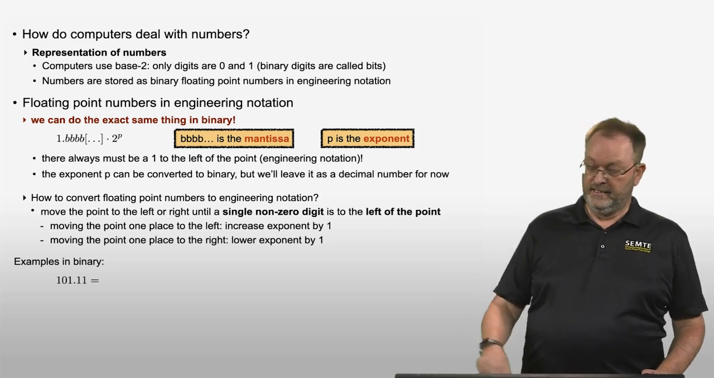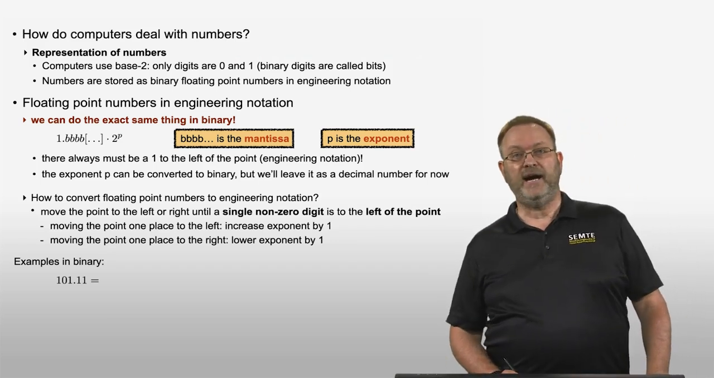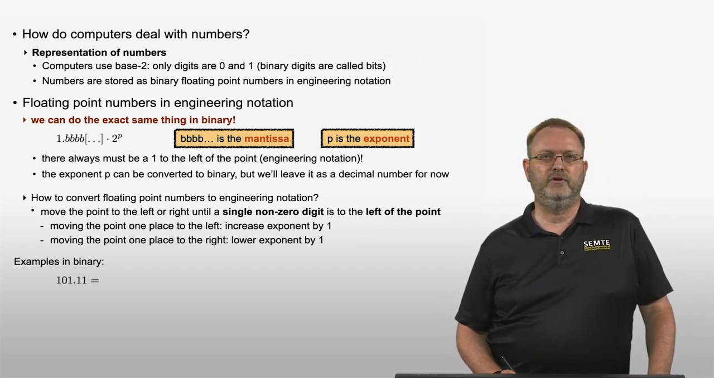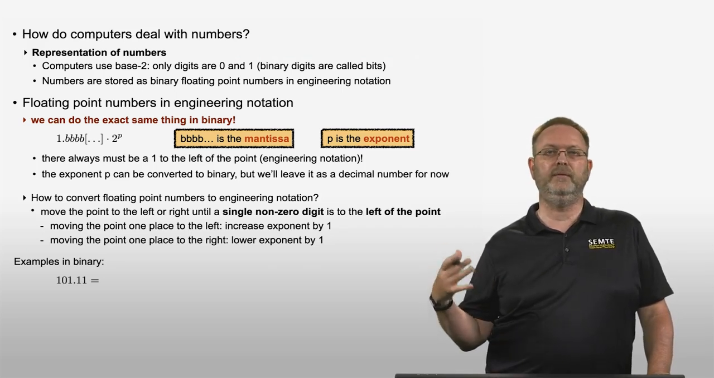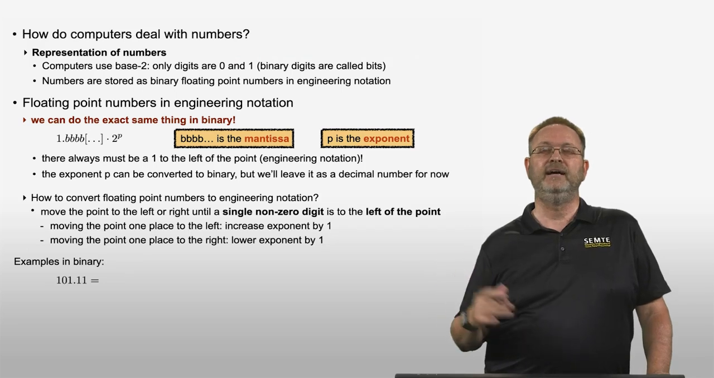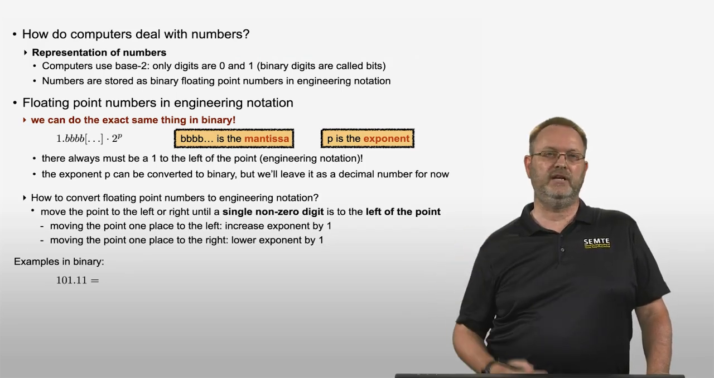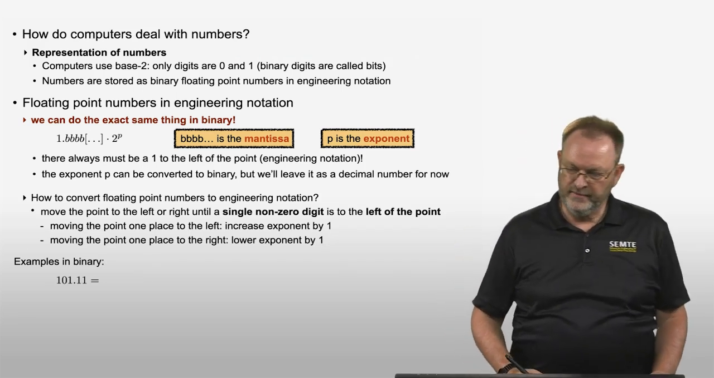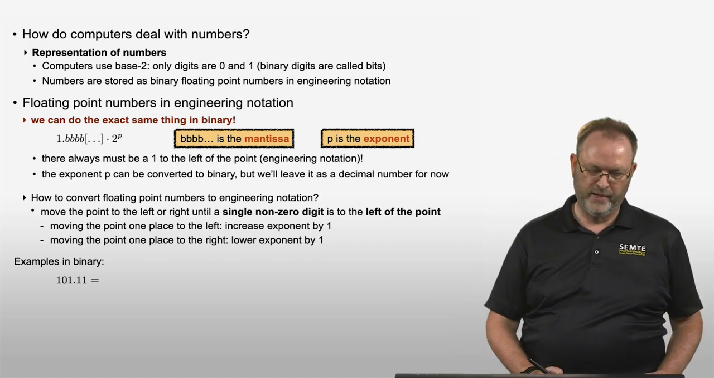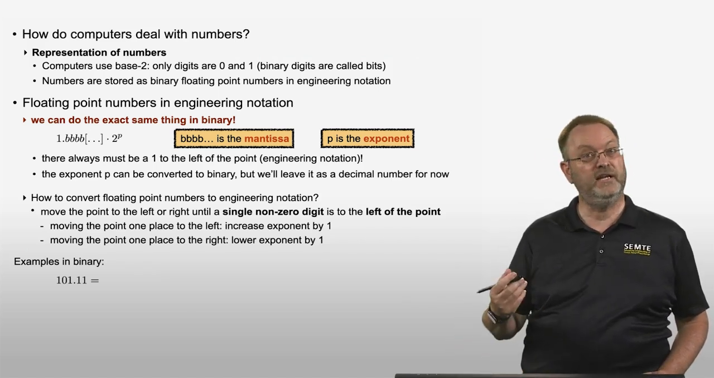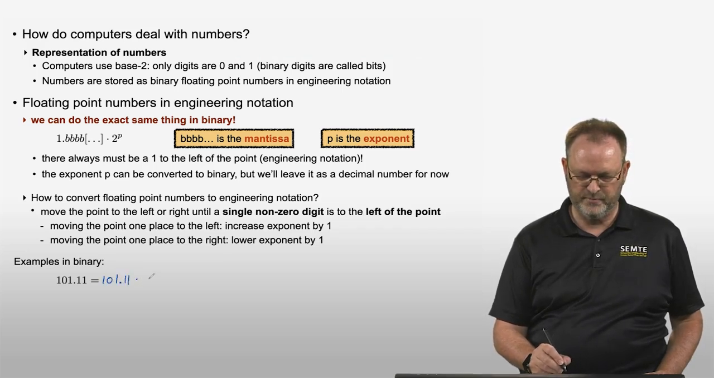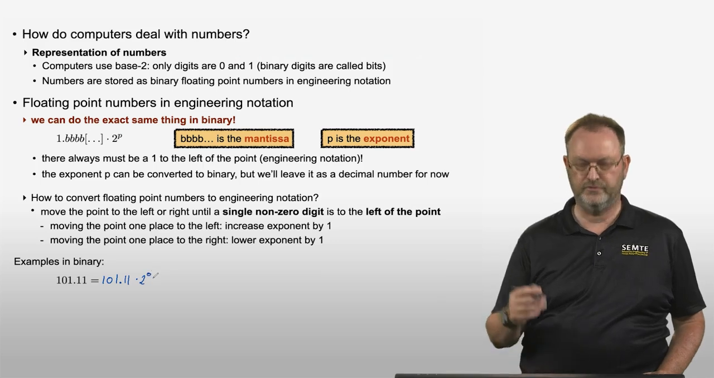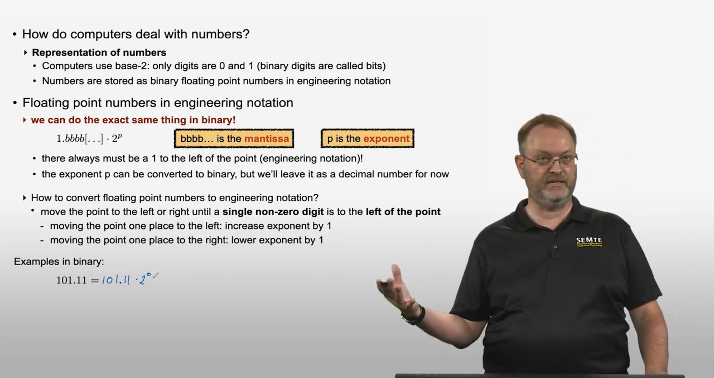Okay, so in order to convert a binary floating point number into a binary floating point number in engineering notation, we again only have to move the binary point to the left or the right until there is a single 1 to the left of the point. So in the example down here, we have 101.11, which is not in engineering notation. And let me just write this 101.11 times 2 to the power 0 to see that the exponent p right now is a 0.